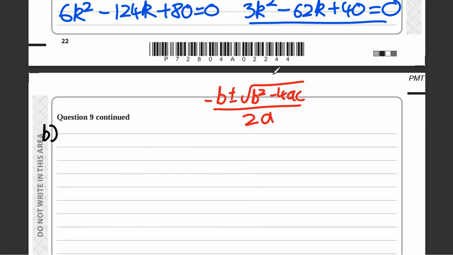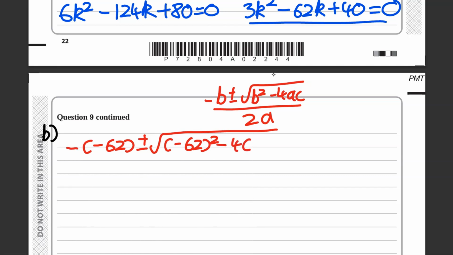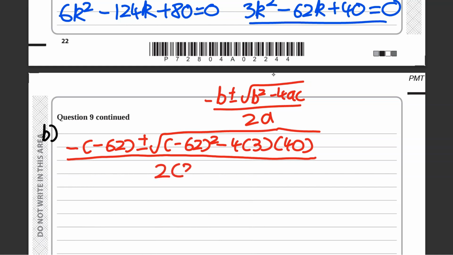So therefore, if we write this out, it's going to be minus b, so minus minus 62, plus or minus the square root of b squared, so minus 62 squared, minus 4a, so a is 3, c, which is 40, and all of this is over 2a, so 2 times 3, and this here is going to be what k is equal to. If you put this into your calculator, you get out 2 values. You get that k is either equal to 20 or k is equal to 2 over 3. Okay, so which one is it?